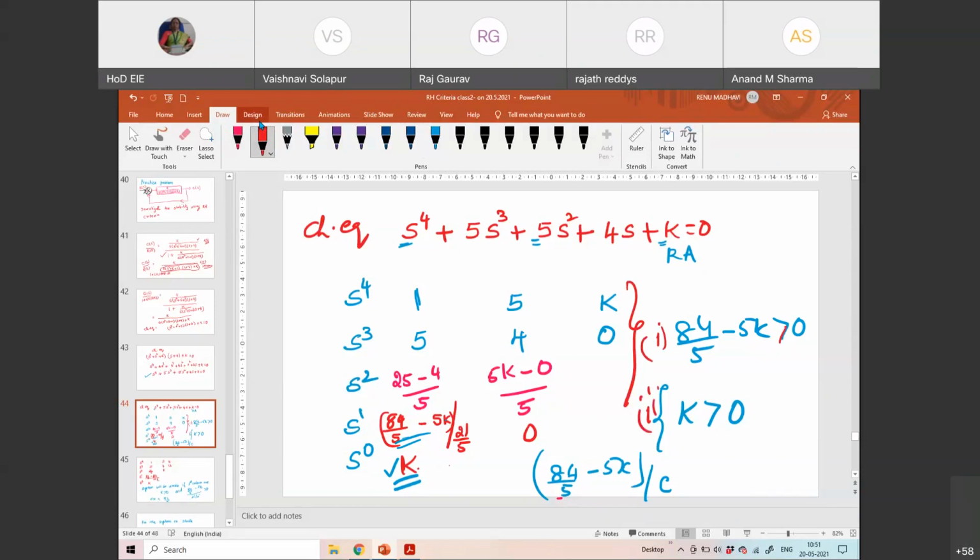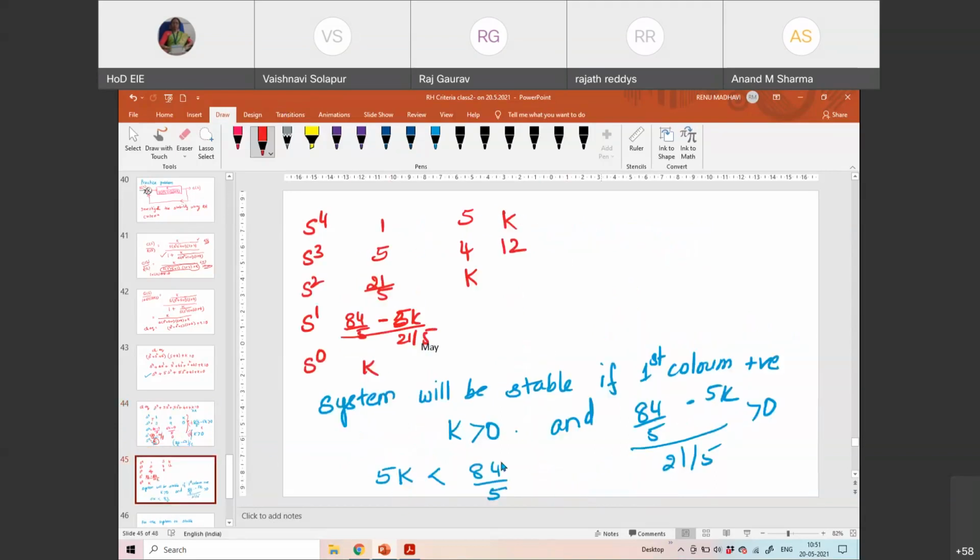Another condition is that I want k to be positive from the last element. It is a must. K should be positive. And this term, 84/5 minus 5k, must be positive. Then only I can have a positive here. Anyway, these are all positive, so the system would be stable. Isn't it? So when 84/5 minus 5k has to be positive, what must be the value of k? Should it be greater than 84/5 or should it be less than 84/5?